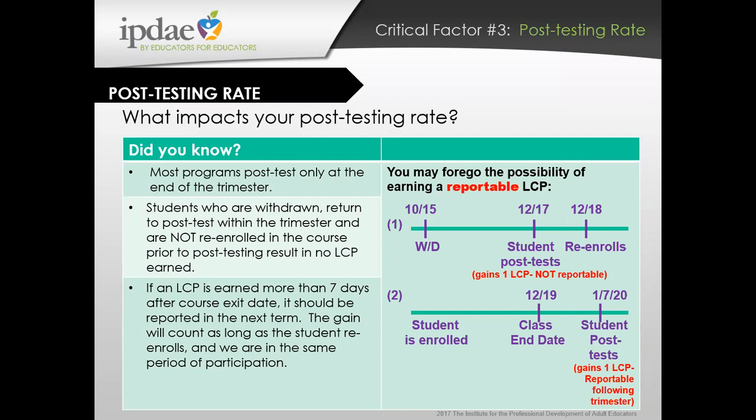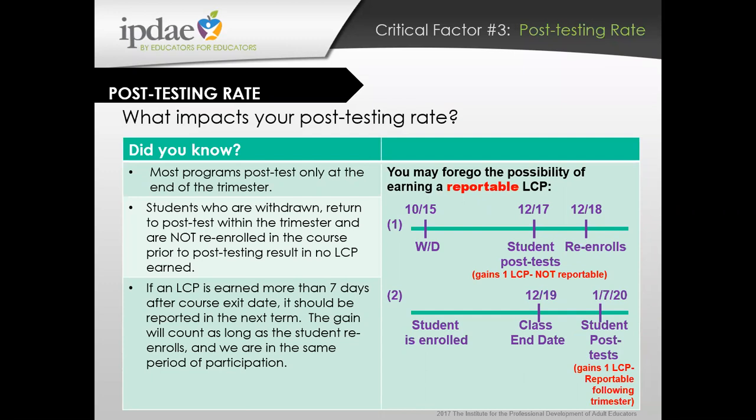Let's look at the 2 examples visually represented at the right of the table. And both of these are examples of students who do post-test and make a functional level gain. However, in the first example, the gain is not reportable. In this first example, the student returns to post-test, but is not re-enrolled in the course prior to post-testing. So even though the student does actually make a functional gain and can move to the next level, you have foregone the ability to report that LCP for NRS performance.